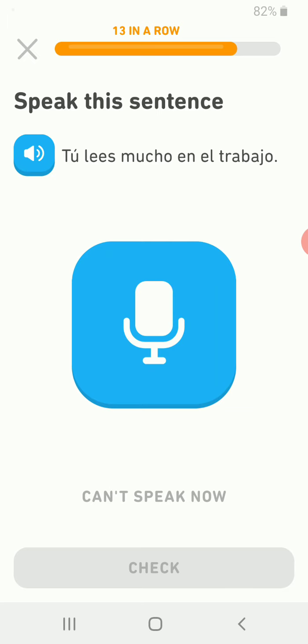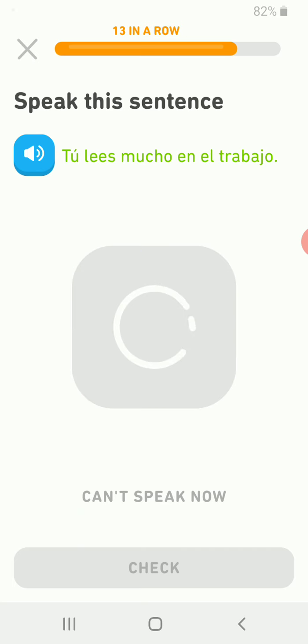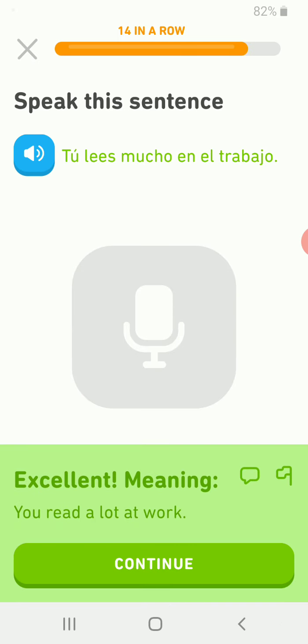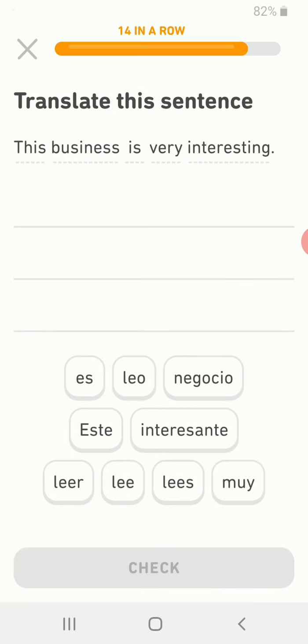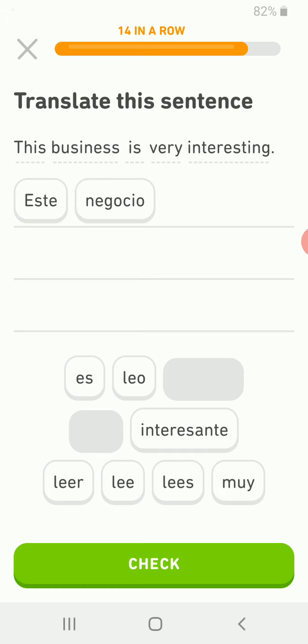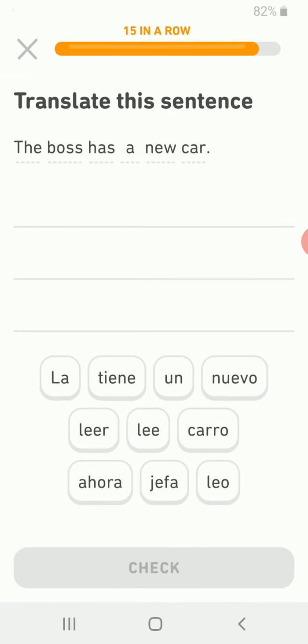Tú lees mucho en el trabajo means you read a lot at work. And this business is very interesting. Business is negocio. Este negocio es muy, muy interesante. Interesante. All right, so very good.